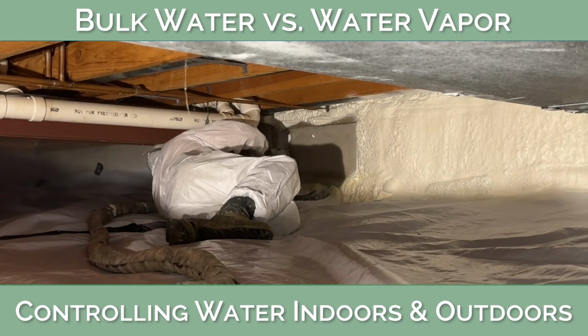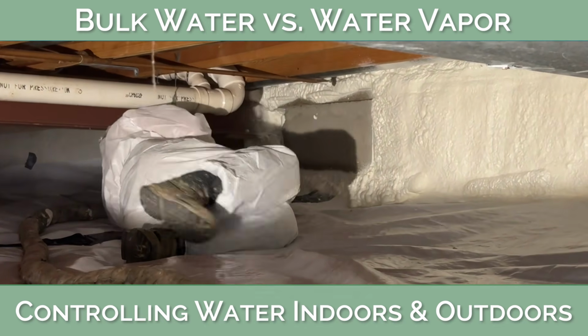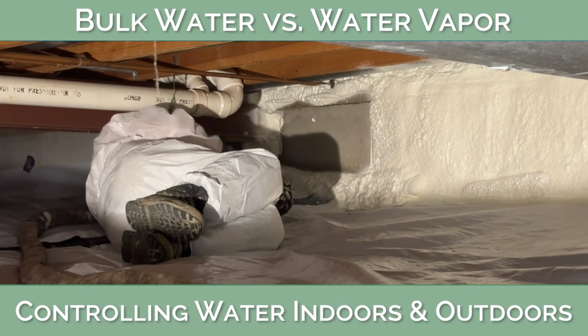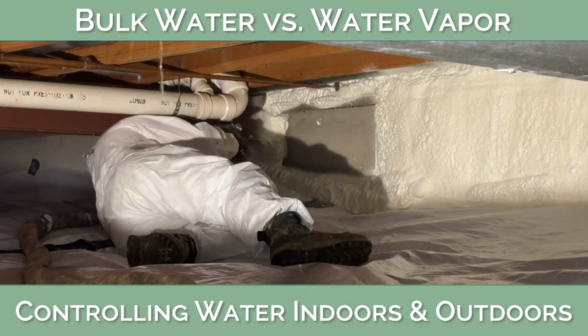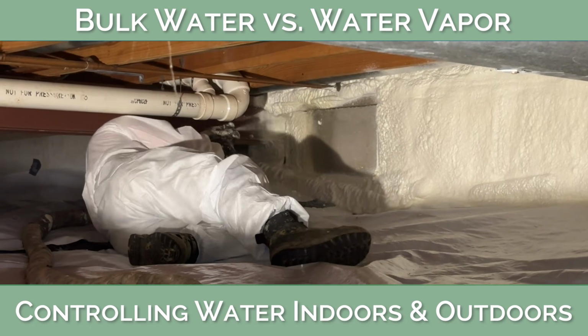The perimeter of the vapor barrier should be sealed to the interior of the foundation walls, ideally with closed cell spray foam insulation. But a combination of foam board and spray foam insulation or other waterproof sealants also works well too.